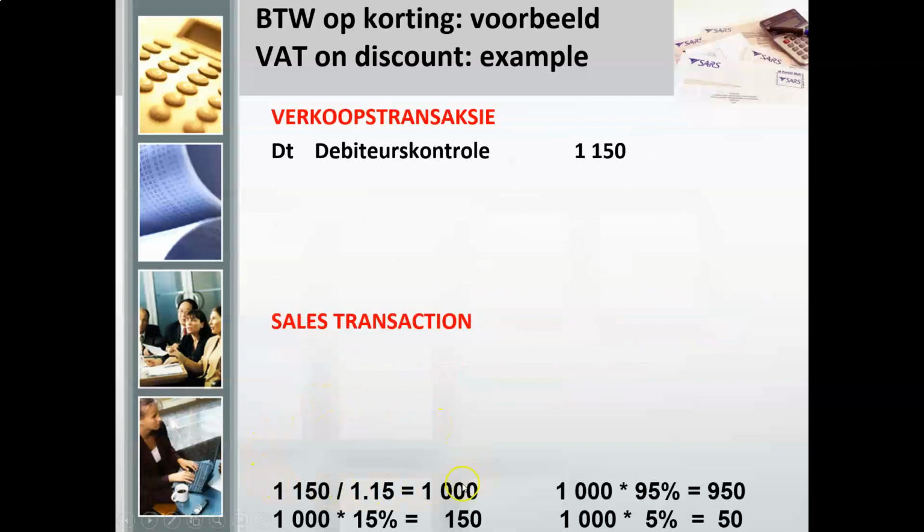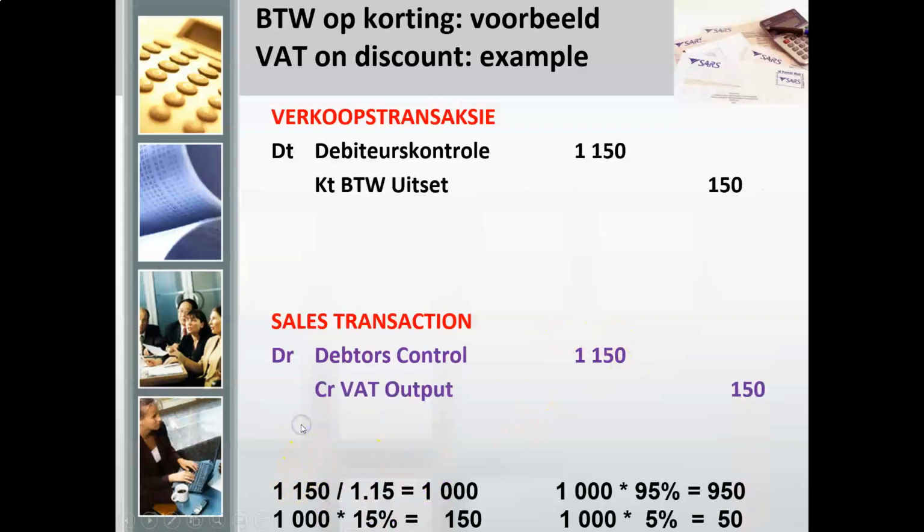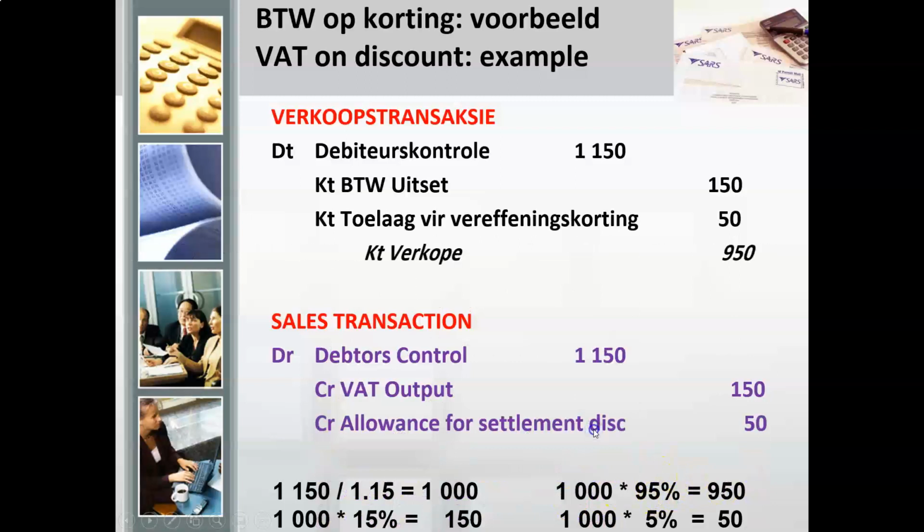So here is our VAT exclusive amount. There's our VAT. So debit debtors with the invoice amount of 1150. Credit VAT output with the VAT on the invoice: 1150 divided by 1.15 times 15% equals 150. Determine the VAT exclusive amount: 1150 less 150 equals 1000. 95% of 1000 will go to sales. 5% of 1000 will go to my allowance for settlement discount. 150 plus 50 plus 950 balances back to 1150.